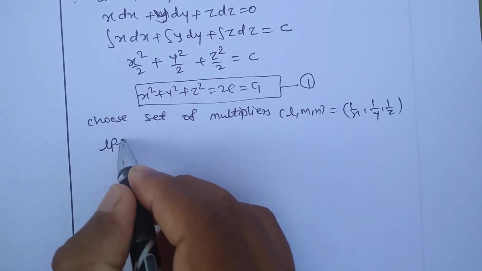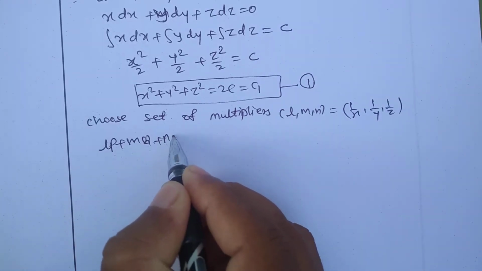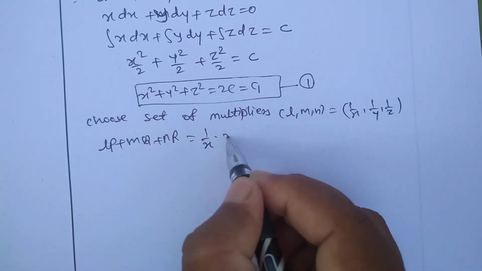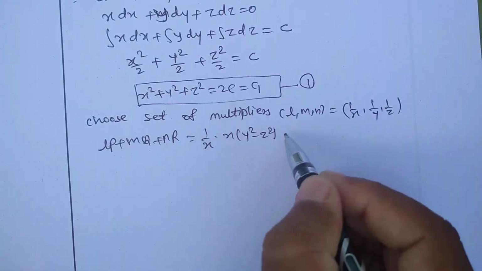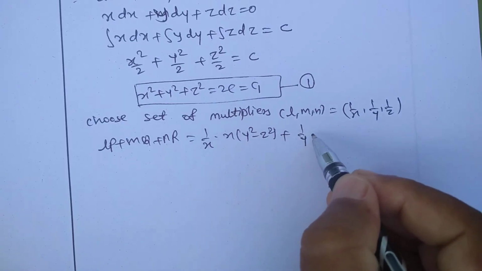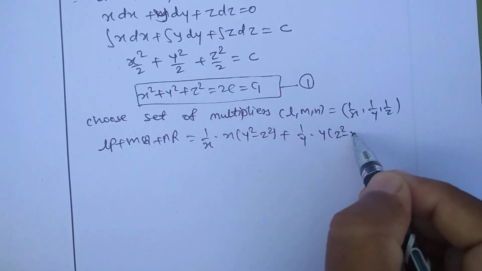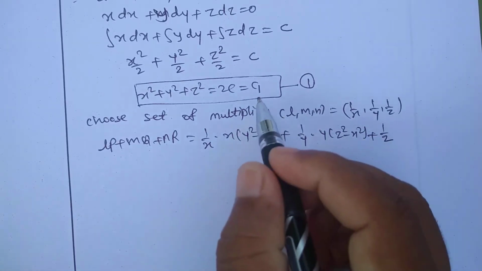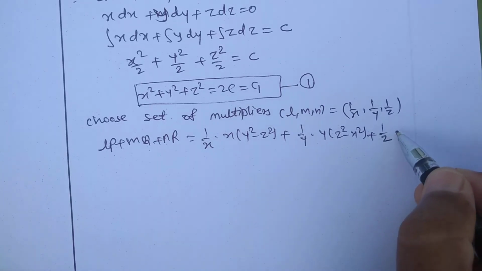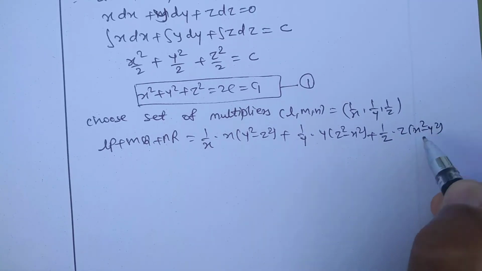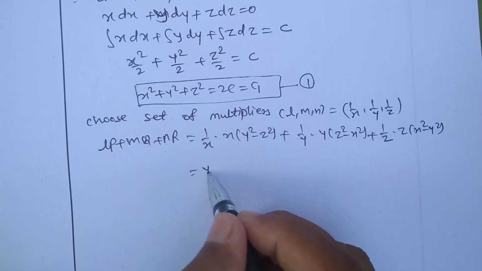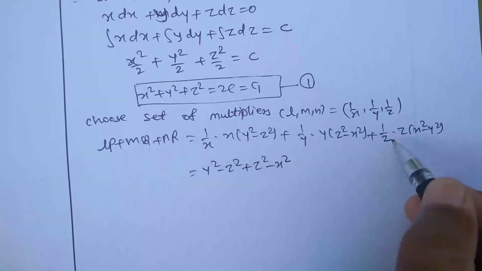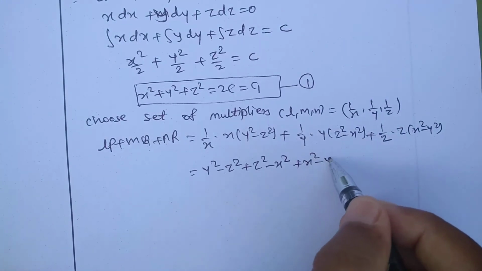So for that LP plus MQ plus NR is equals to value of L is 1 upon x into P is x into y square minus z square. Value of M is 1 upon y into Q is y into z square minus x square, plus value of N is 1 upon z into value of R is z into x square minus y square. So x gets cancelled, you will get y square minus z square. Y gets cancelled, you will get plus z square minus x square. Z gets cancelled, you will get x square minus y square.